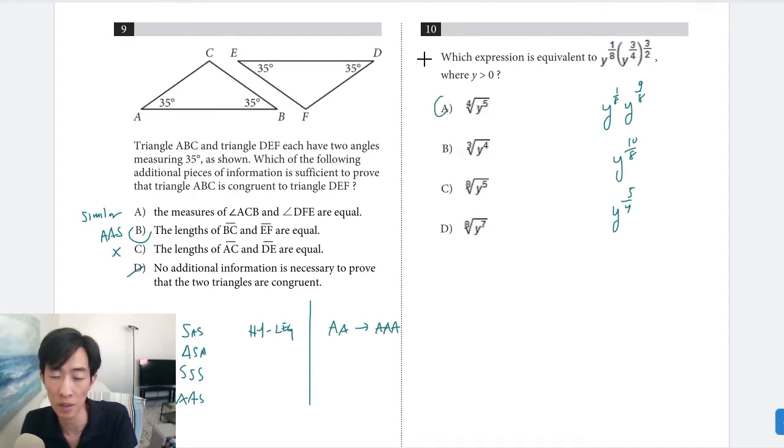Now looking at the answer choices, you should automatically see that A is going to work, because when you change this to fraction form, this becomes y to the fifths raised to the 1/4, because it's the fourth root. And so when you distribute this, or when you multiply it out, it becomes y to the 5/4. And so that's the same.